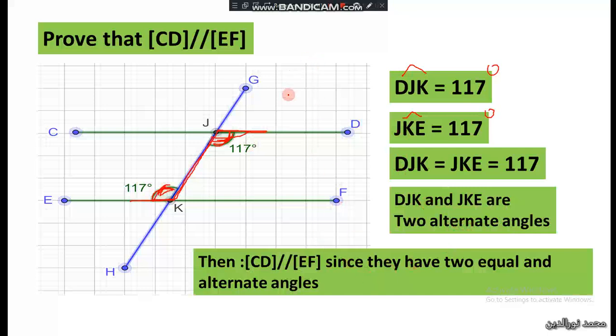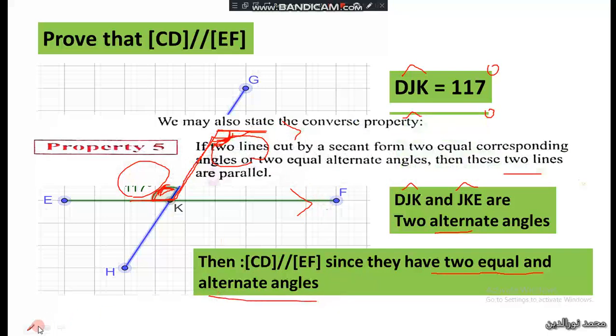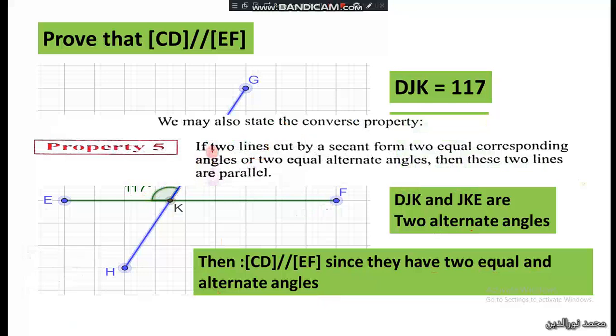So this is what we called the converse property. If I have two alternate angles and these alternate angles are equal, it means the two lines will be parallel. Here we say the two angles are alternate and also equal, so CD is parallel to EF since they have two equal and alternate angles. So we remember the property is in our textbook: if two lines cut by a secant form two equal alternate angles, then these two lines are parallel.